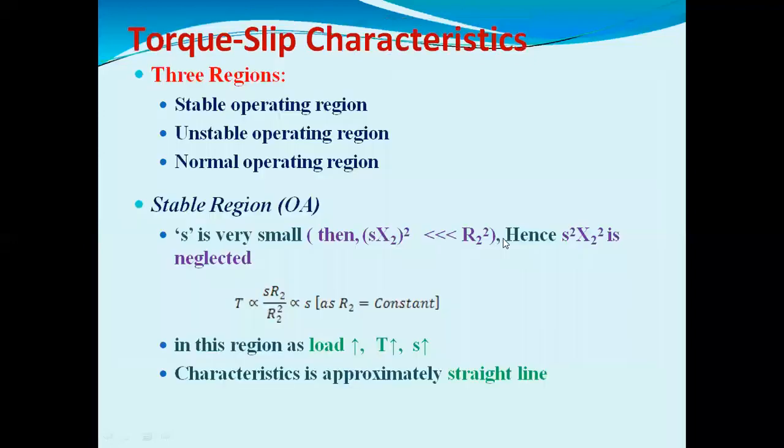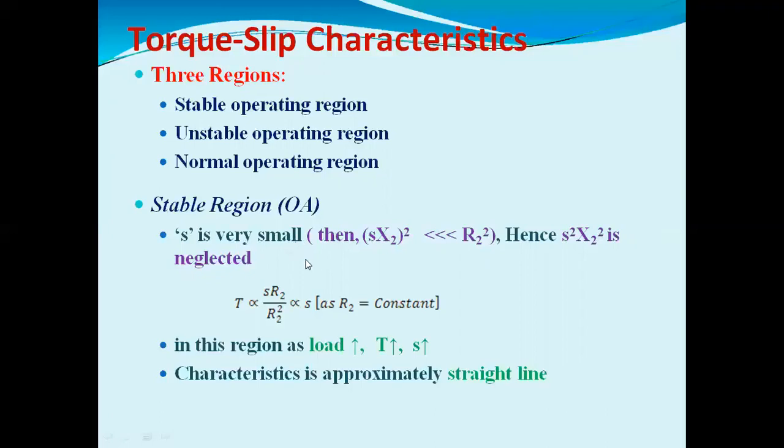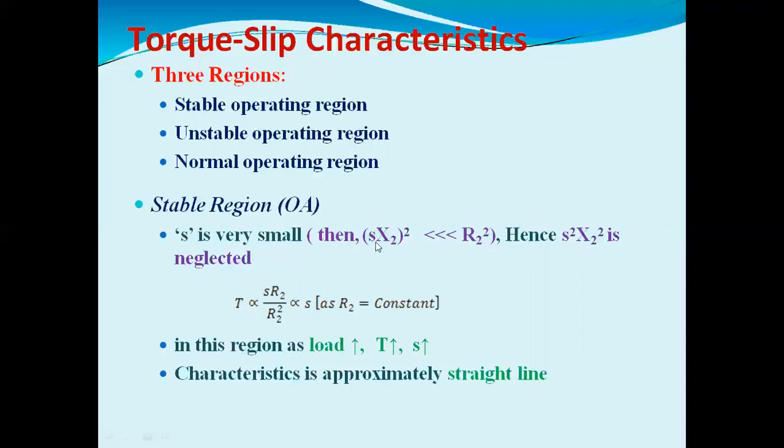So we will now discuss this particular thing. The torque has three regions. One is called the stable operating region that we have already seen. One is called the unstable operating region that we have seen, and another is called the normal operating region. So the stable region, that is the OA region that we have seen. For the stable region, it is clear that the value of the slip is very small. So now, if the slip is very small, we can omit that particular part: S X2 square is much less than R2 square. Hence, we can easily neglect S X2 square.